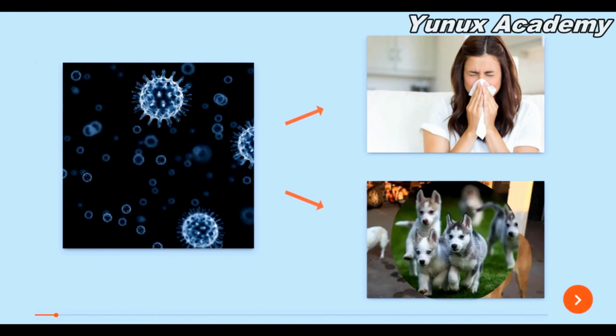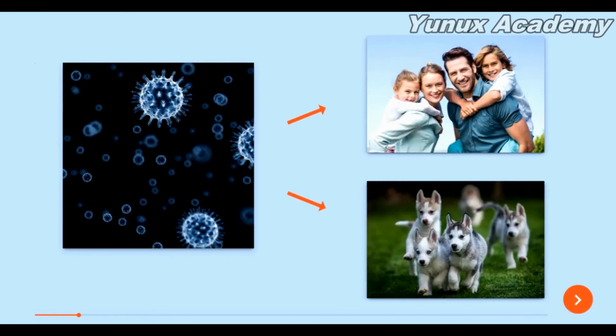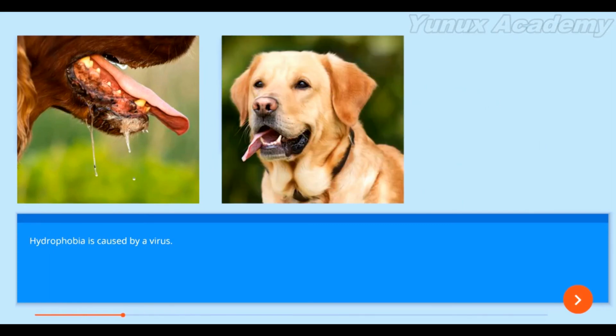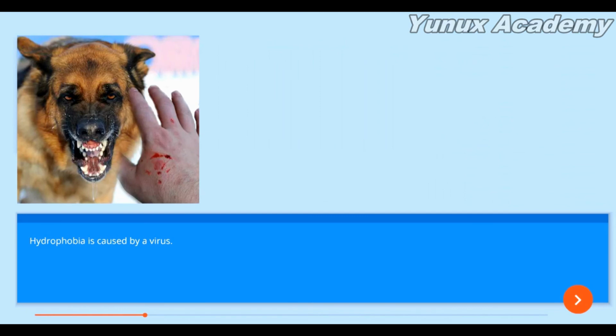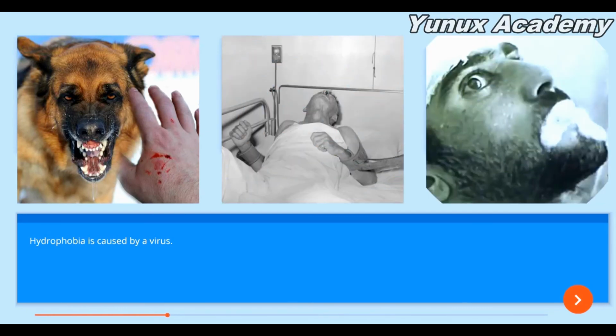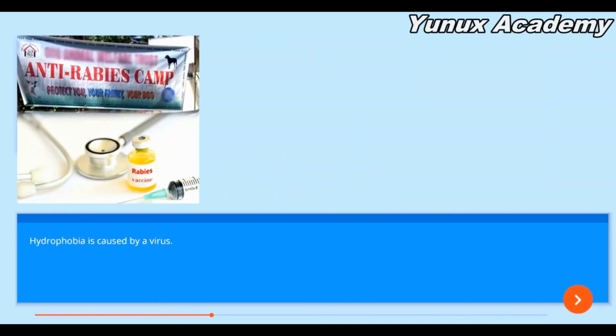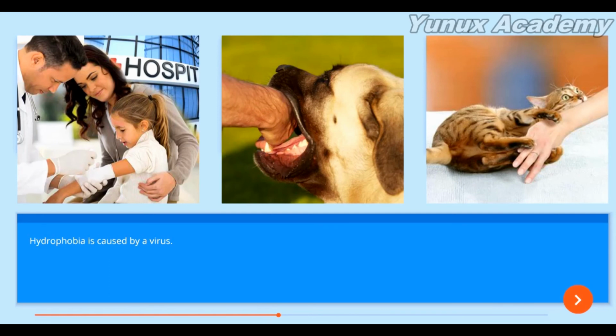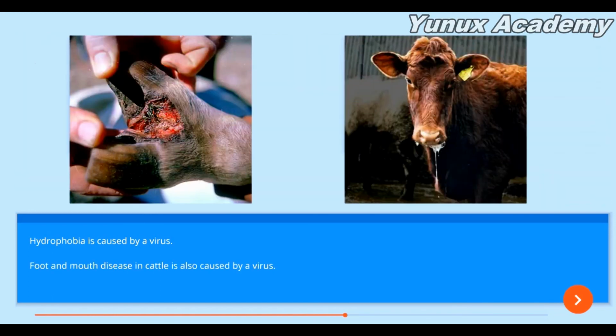Microbes cause diseases in animals as well as humans. For example, hydrophobia, or mad dog disease, in dogs is caused by a virus, and a bite from these infected dogs can spread this disease to a person. Therefore, it is very important to give hydrophobia vaccines to domestic pet dogs and cats at the proper age. Further, it is important to immediately seek medical attention at the nearest hospital in case of a bite from dogs and cats. Foot and mouth disease in cattle is also caused by a virus.